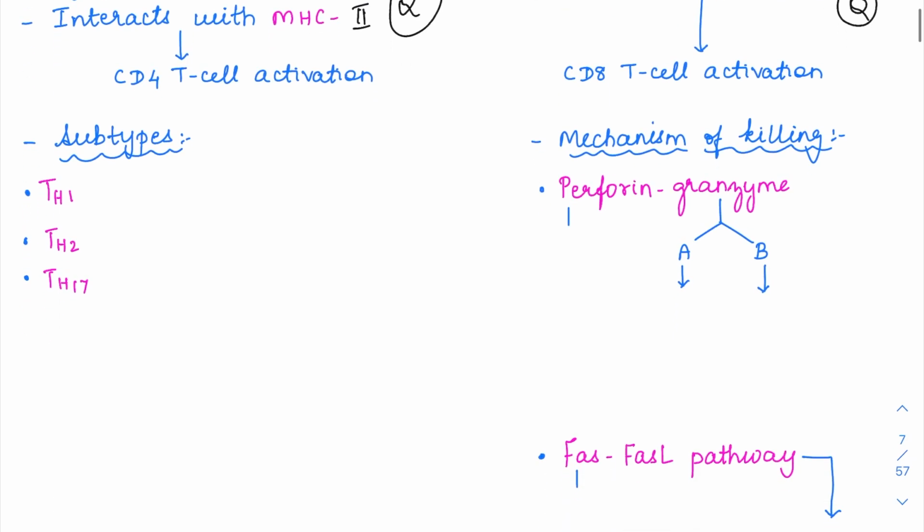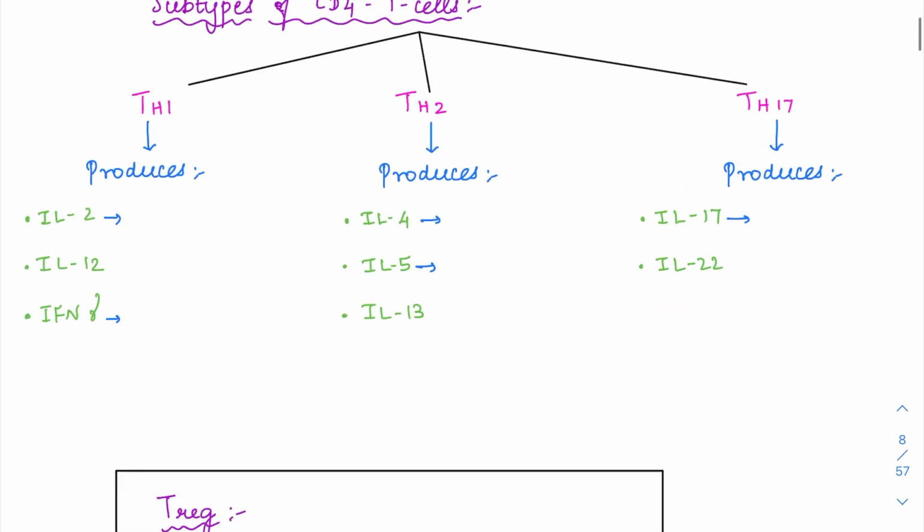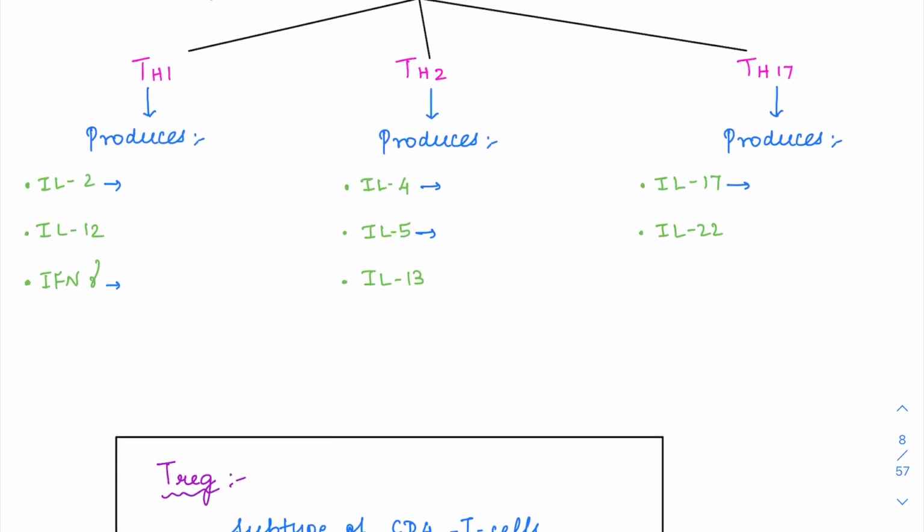When CD4 T cells are getting activated, they will transform into 3 types of CD4 positive T cells, which are subset 1, subset 2 and subset 17. We represent them as T helper 1, T helper 2, TH1, TH2 and TH17. This is going to be based on specific transcription factors, so we will not go into that much detail. When CD4 positive T cells are activated into the TH1 subset, they are going to produce interleukin 2, interleukin 12 and interferon gamma.